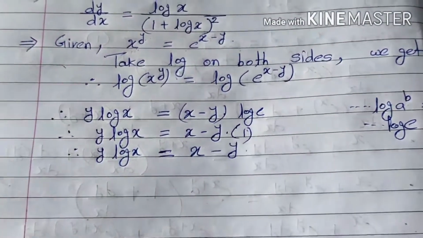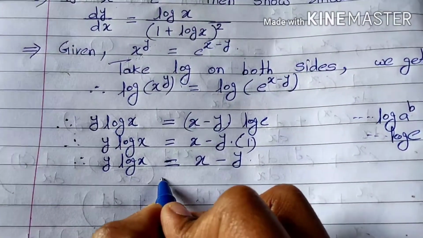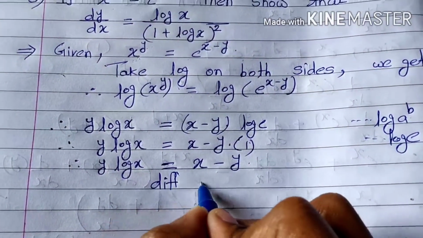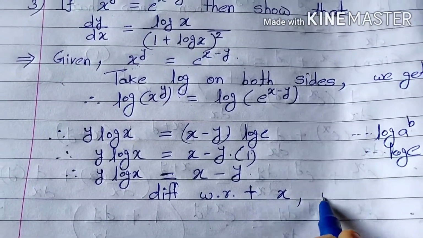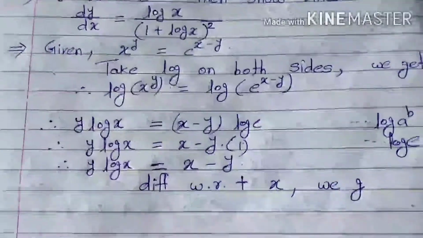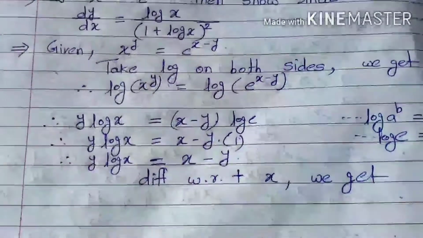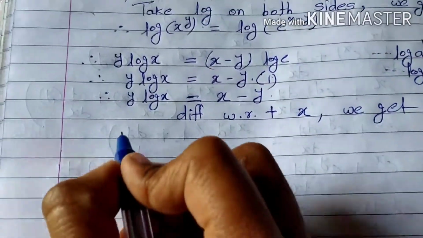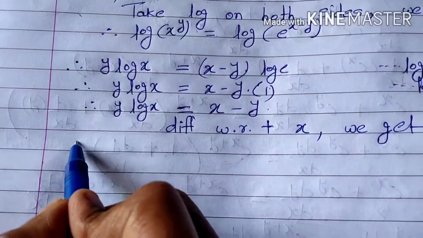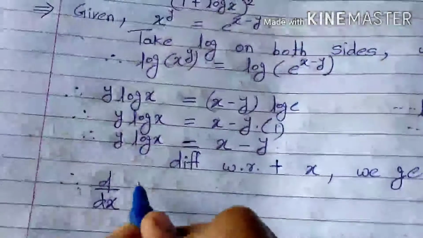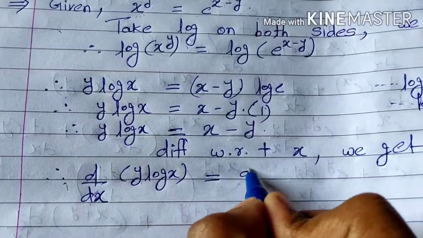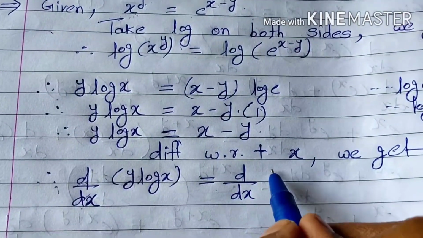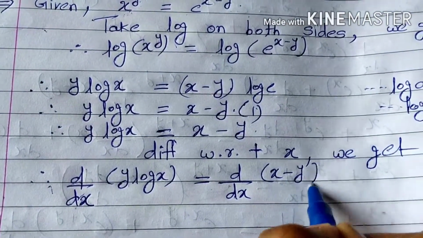Now it is very easy to differentiate. So differentiate with respect to x. We get, therefore, d by dx of y log x is equal to d by dx of x minus y.